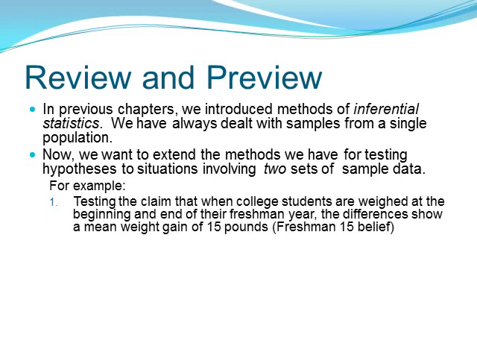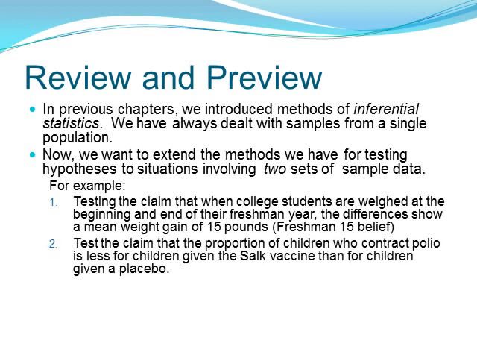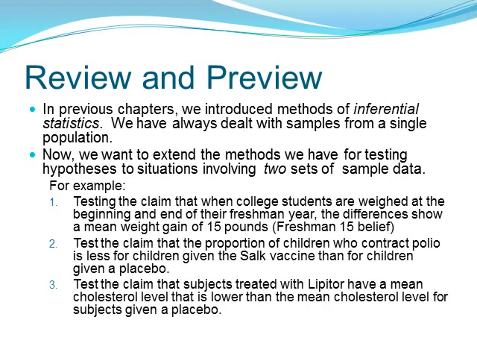For example, we could test the claim that when college students are weighed at the beginning and the end of their freshman year, the differences show a mean weight gain of 15 pounds. Another example would be testing the claim that the proportion of children who contract polio is less for children given the Salk vaccine than for children given a placebo. And third, we could test the claim that subjects treated with Lipitor have a mean cholesterol level that is lower than the mean cholesterol level for subjects given a placebo. In each of these examples, we have situations involving two sets of sample data.